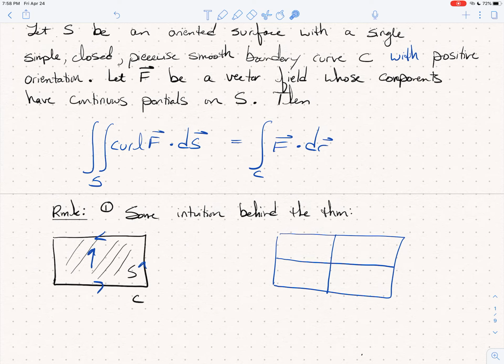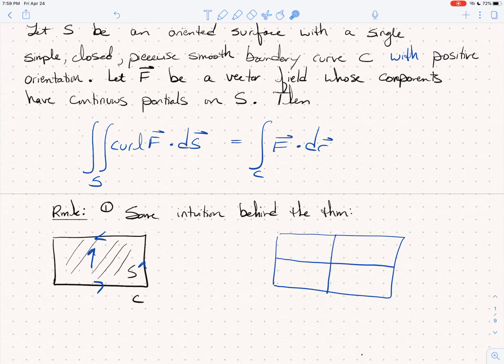We really can't go very deep at all, but I thought this might be helpful. So we're going to think about just a rectangular surface, about the simplest surface we could think of. And we'll go ahead and orient it just up that way. So my positive orientation on C looks like this. And I'm going to take that surface and break it up into some smaller rectangles.